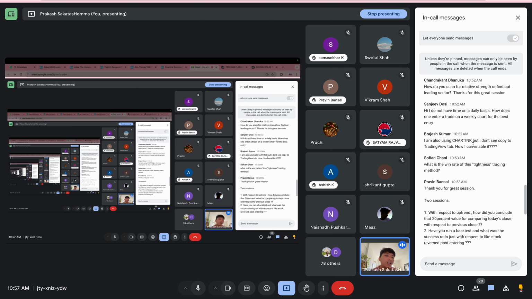I am also using charting, but I don't see the copy to Tradingview tab. I think how I have enabled this is there is a small link which you can download from the internet. I'll try to find it and give it later in the group.